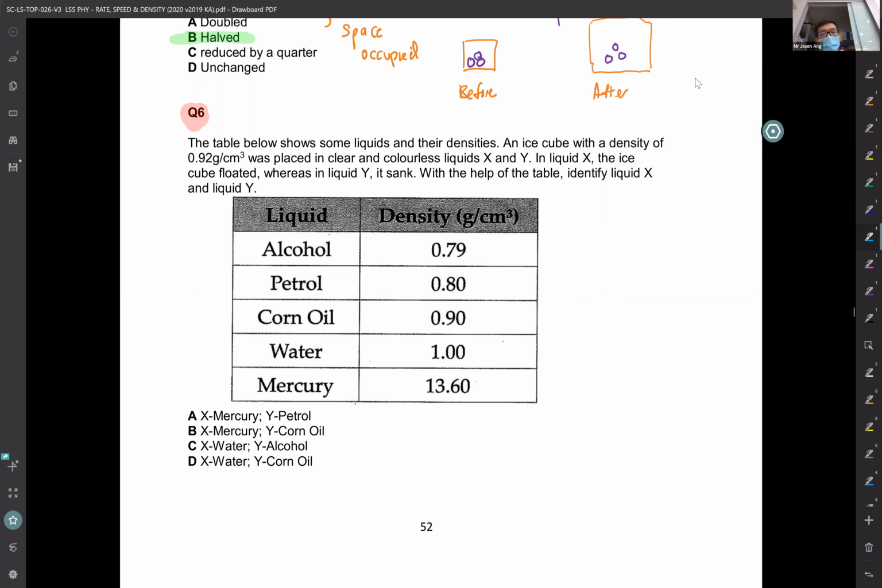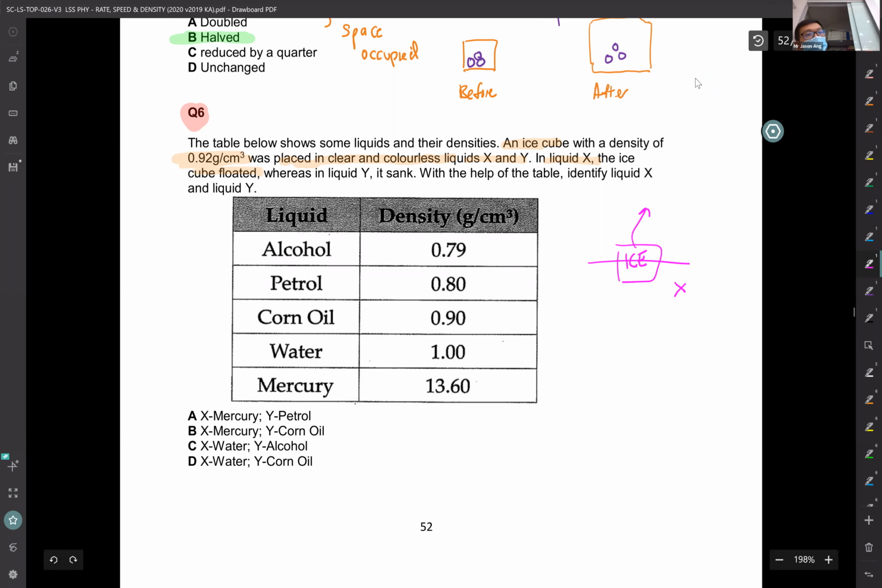Okay, number 6. The table shows the liquid and the density. Ice cube. So they are telling you ice cube density is 0.92. It was placed in a clear liquid, X and Y. In X, the ice cube floats. So this is what you're going to do. You're going to draw the ice cube and tell yourself it floats in X.